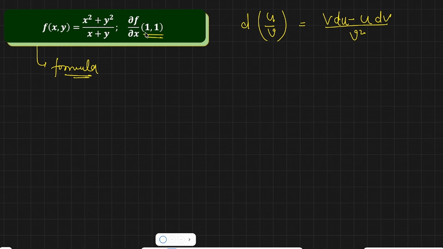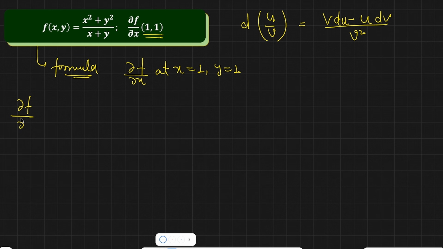Here you have to find the value at x equals 1, y equals 1. So you have to find the partial derivative with respect to x at x equals 1, y equals 1. So what is the formula of the partial derivative?